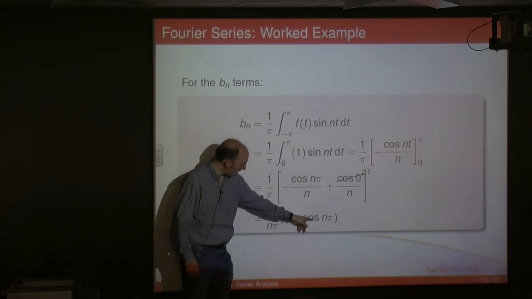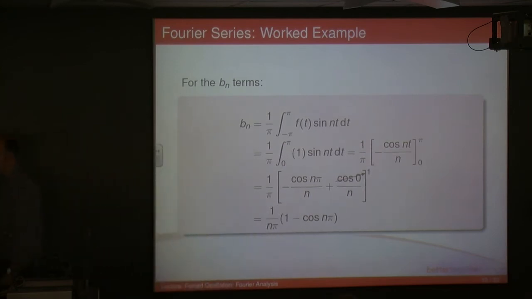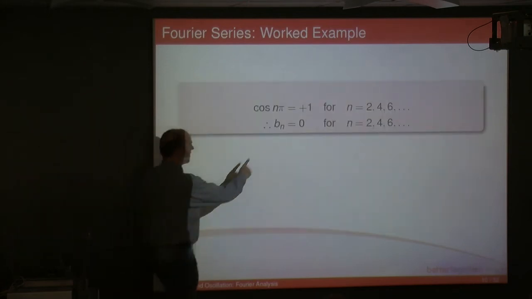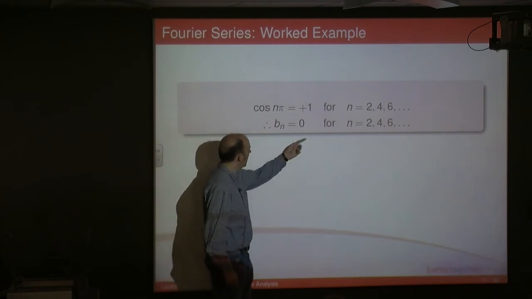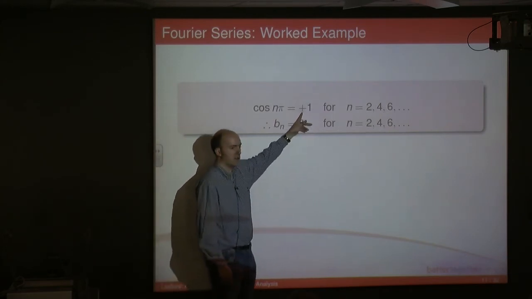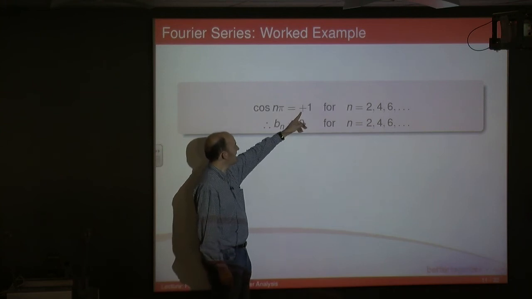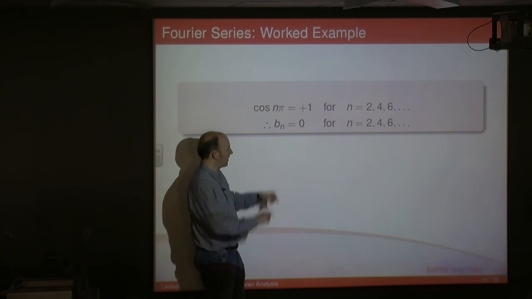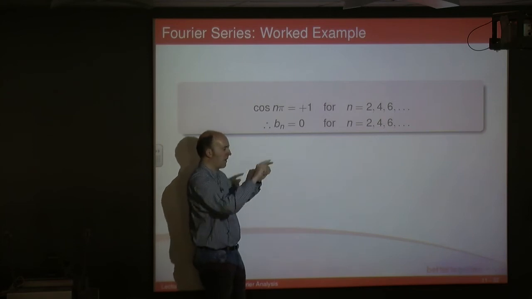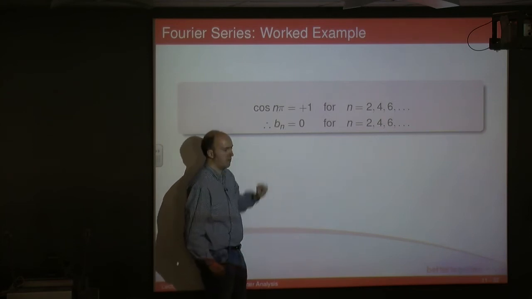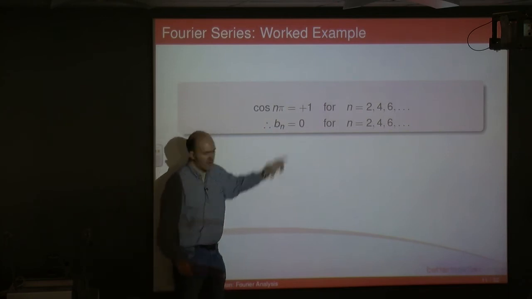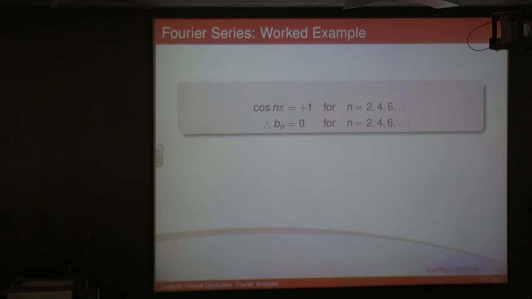Now, depending on the value of n, you've got different values of cosine n pi. It's quite clear that if you've got an even value for n, so 2 pi, 4 pi, 6 pi, and so on, cosine is plus 1. Over one period it's going to be back at plus 1. So if that's the case, we go back to the equation.